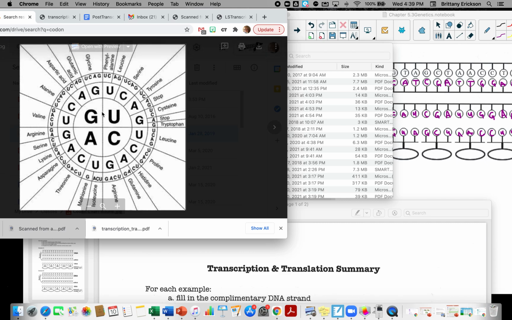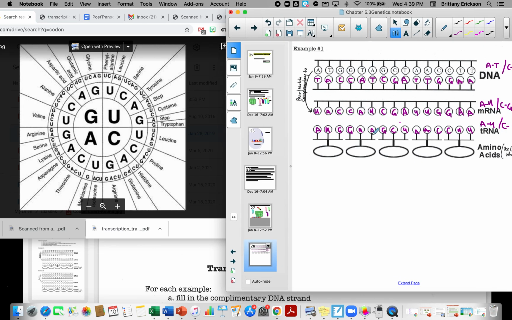All right, this is a codon wheel. How it works is this is the first letter, this is the second letter, and this is the third letter. And then it has the amino acids listed on the outside. So I'm going to take a look at my first three, right there.